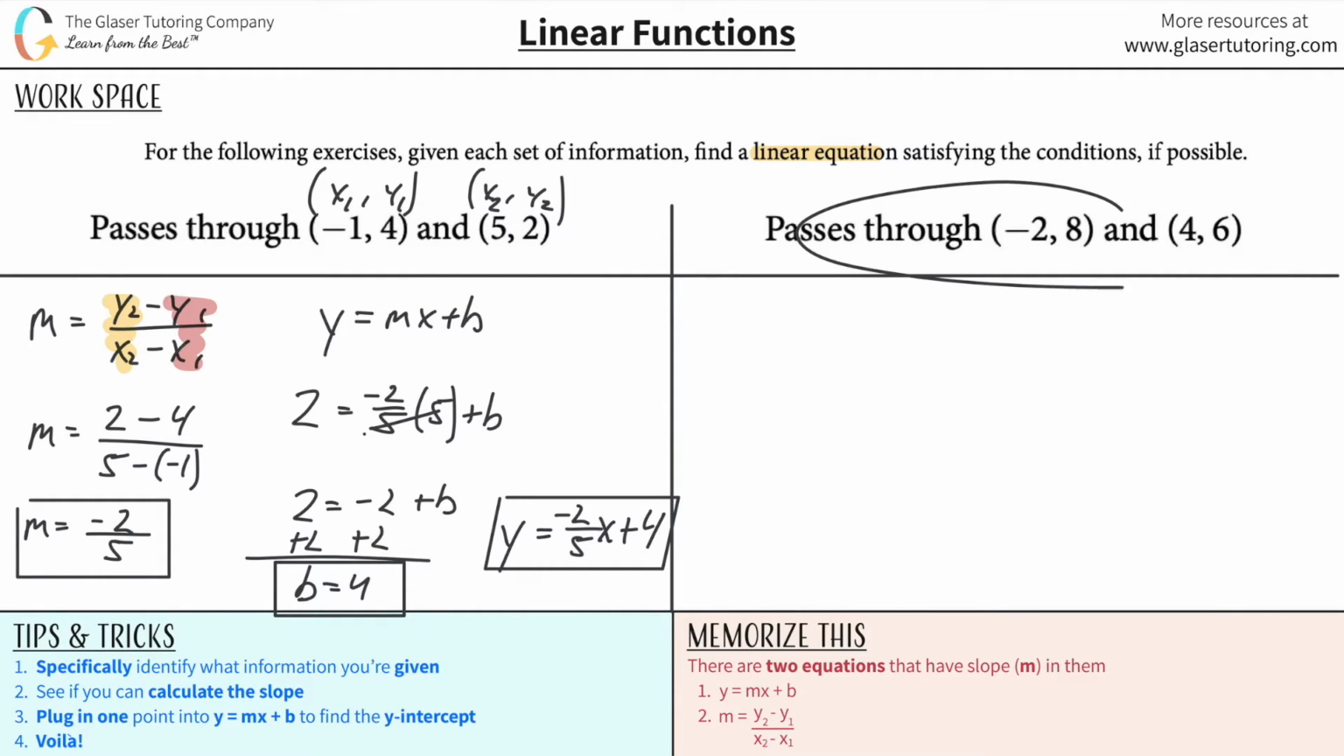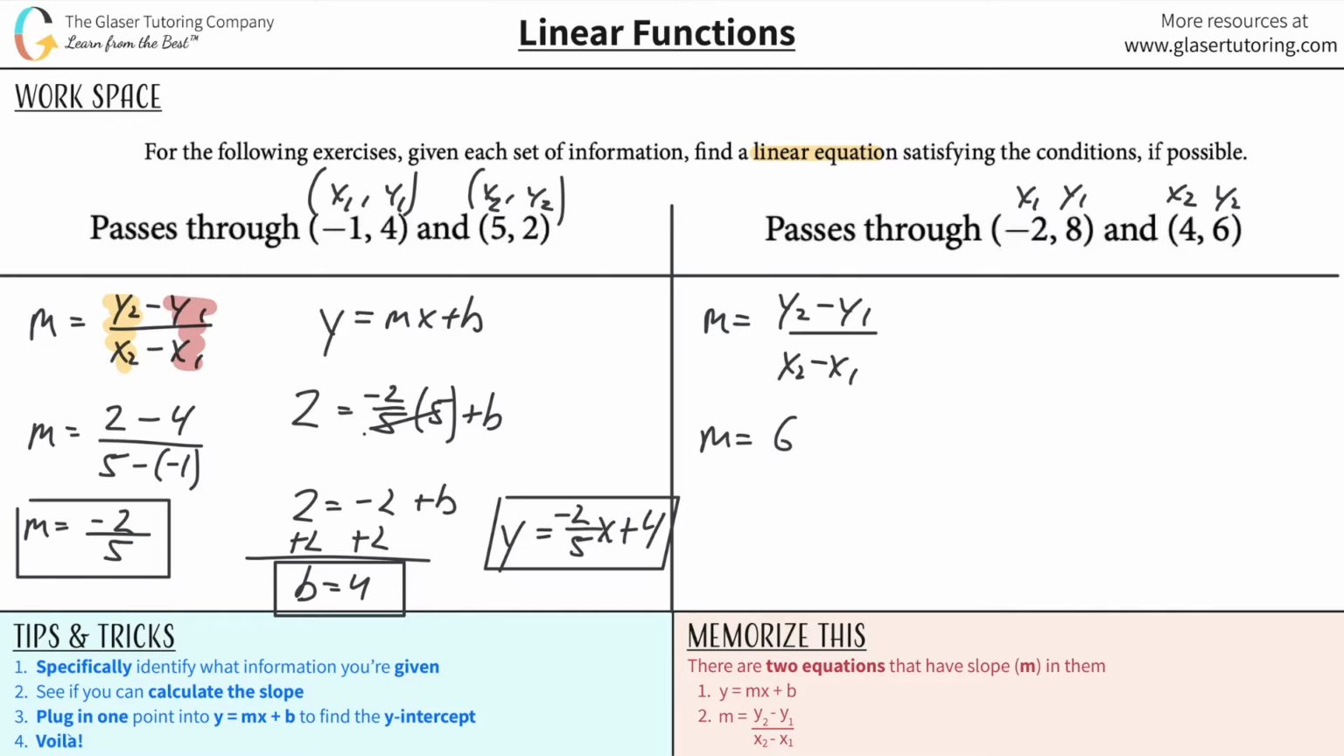All right, let's do the next one. So remember, whole goal is to solve for m and b. So let's find the m first. So the m is equal to y2 minus y1 divided by x2 minus x1. So let's define this as the first point. So this will be my x1, that'll be my y1, this will be my x2, and this will be my y2. All right, so let's plug it all in.